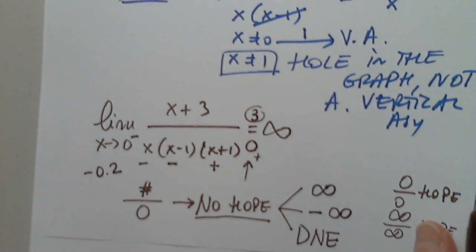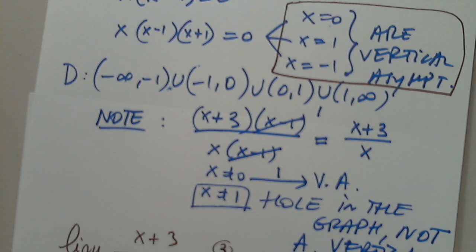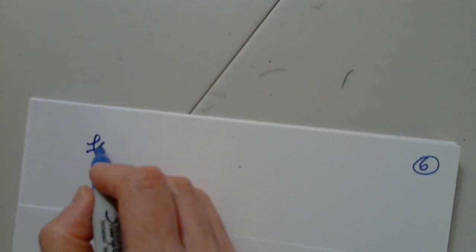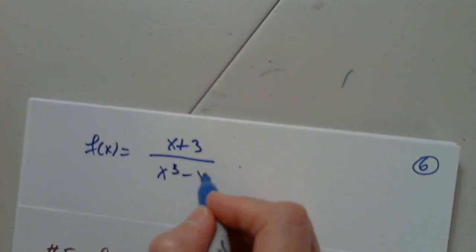So we will be able to determine all of those. So we will have to find those limits. Okay. Now let's look at an example with horizontal asymptotes. Although we can determine the horizontal asymptote for this one. So let's determine the horizontal asymptote for this one. So f of x equals x plus 3 over x cubed minus x.